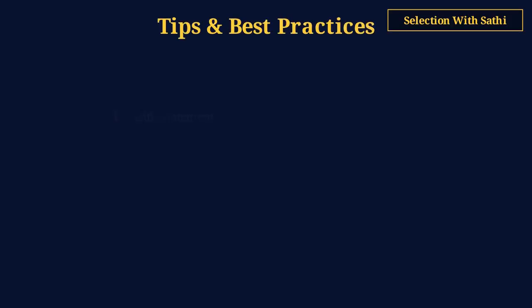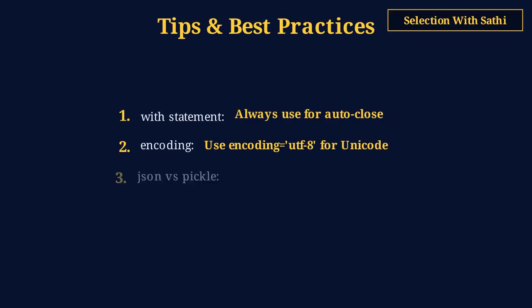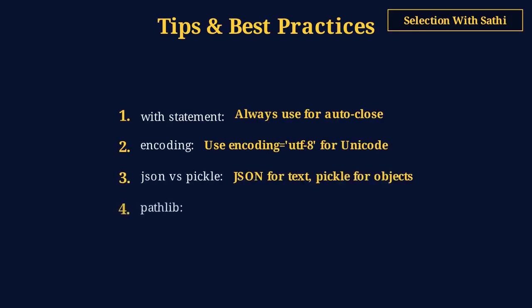Important tips to remember. Always use the with statement for automatic file closing. Use rb and wb modes for binary files like images and PDFs. csv.DictReader is better when your CSV has headers. Use json.dumps with indent for human-readable JSON output.